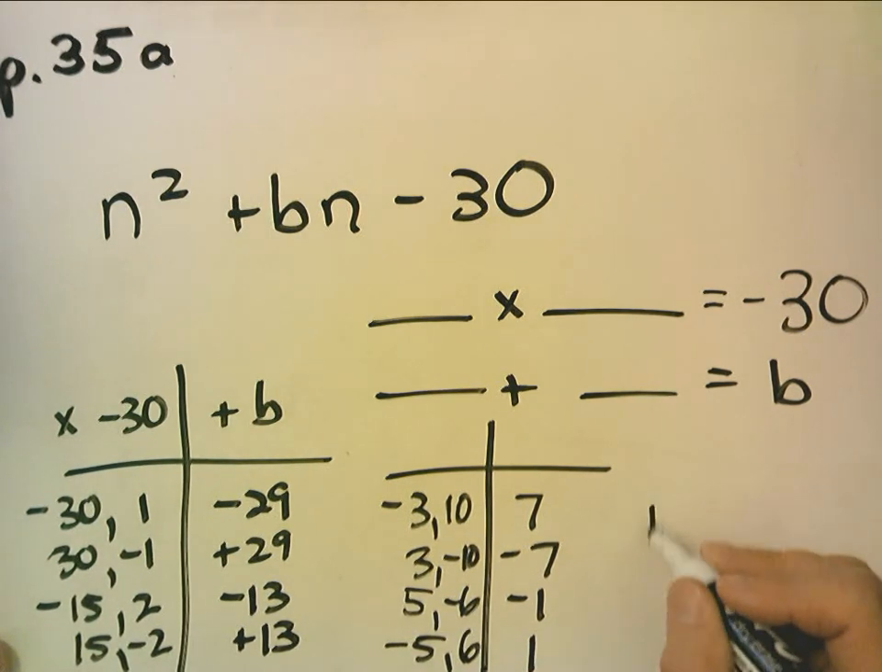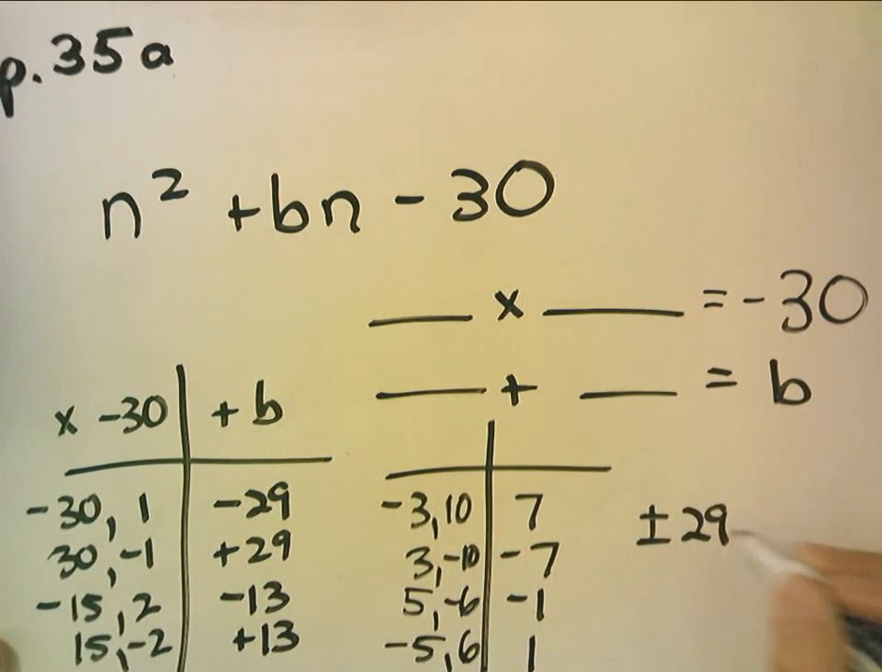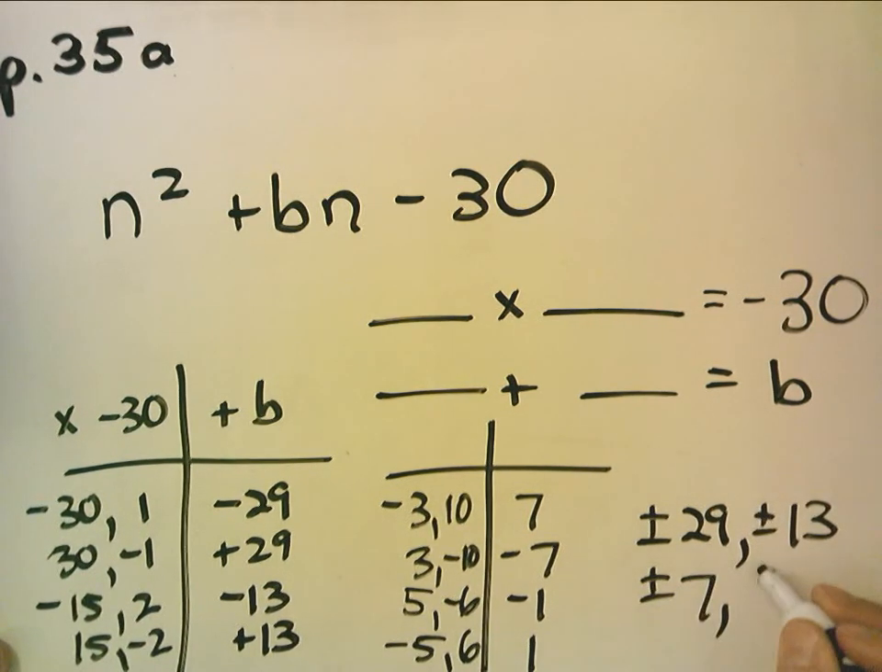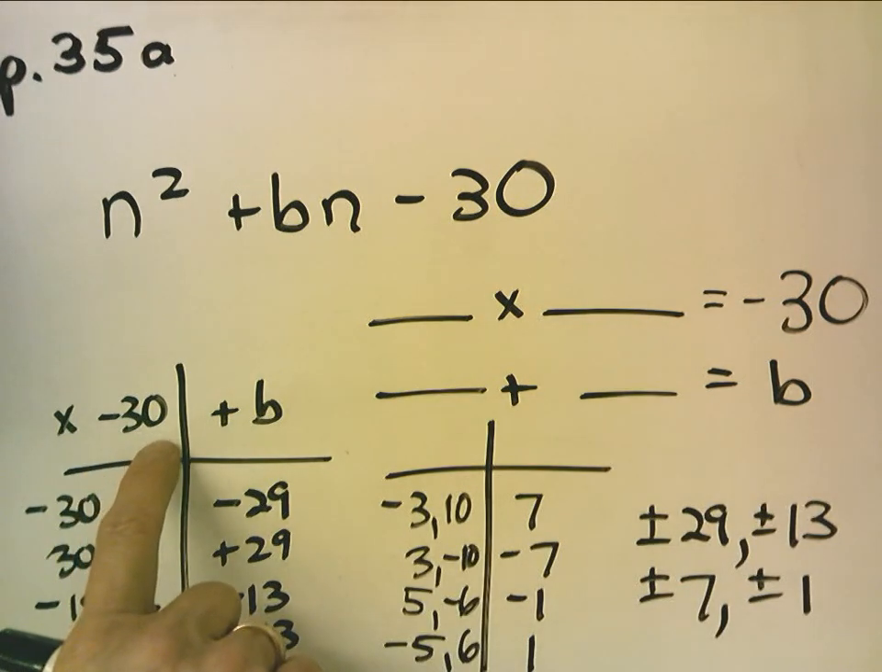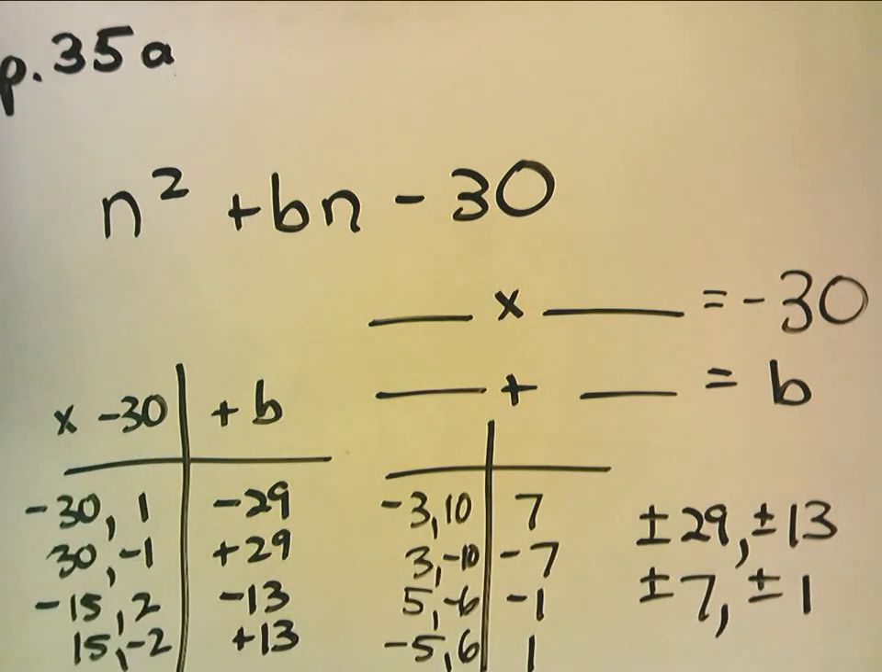So my final answer is plus or minus 29, plus or minus 13, plus or minus 7, and plus or minus 1. So that's how you find all the possible values of b. You first find all the possible factors of negative 30 and see what they add up to.